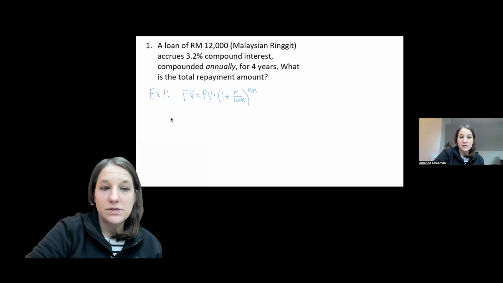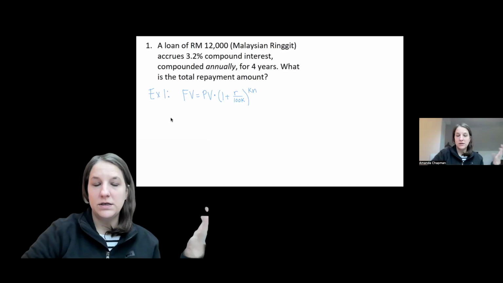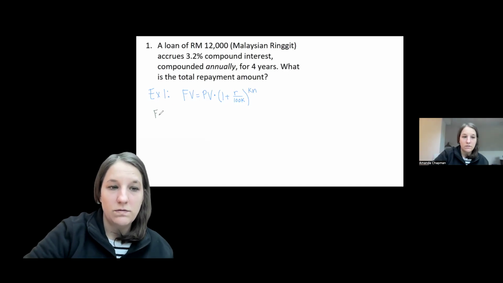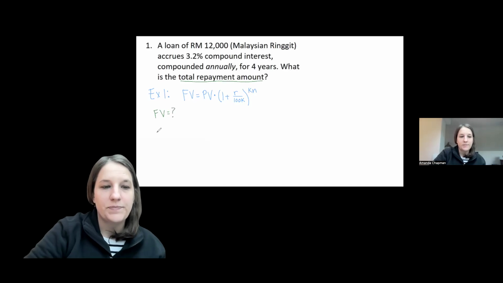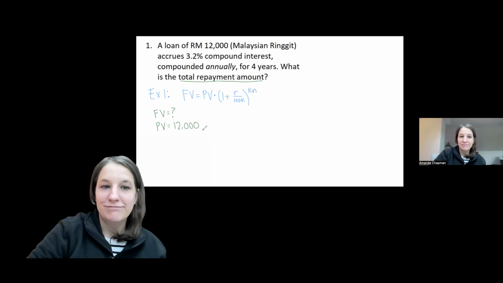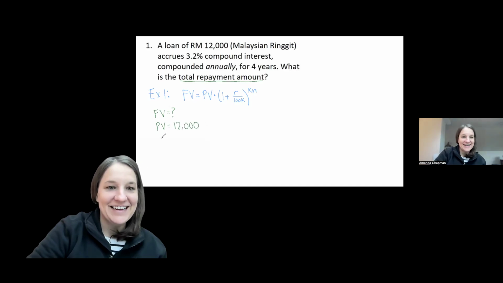Okay, the next thing I would do as a student is write down the values, and you can go faster than this. I'm just showing you every step that I would do. So the future value is what we want. What is the total repayment amount? That is the future value. So I'm going to put future value equals question mark. The present value is going to be 12,000 Malaysian units of currency.